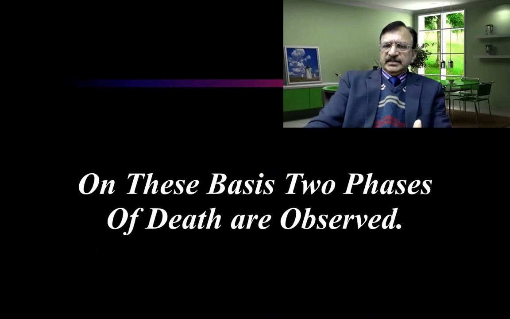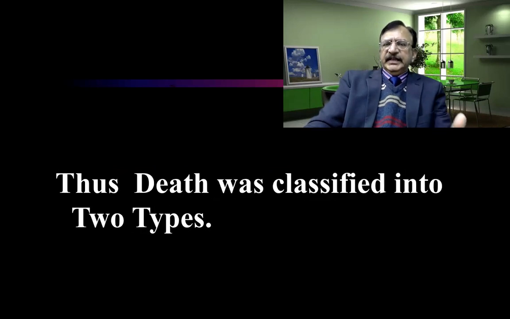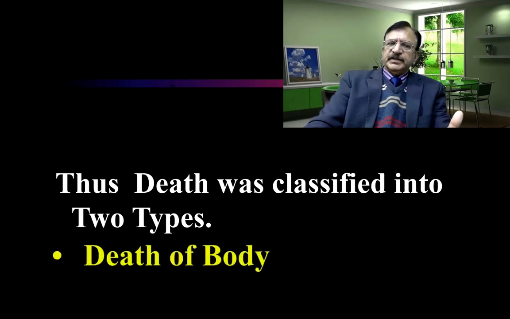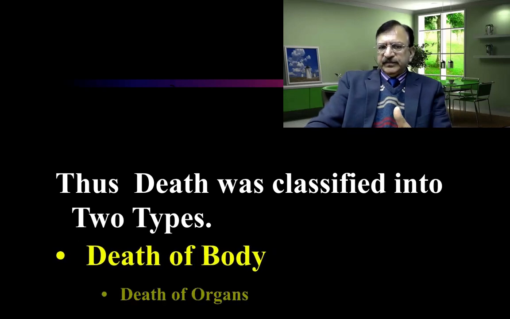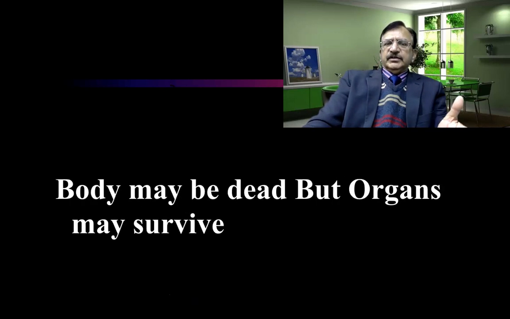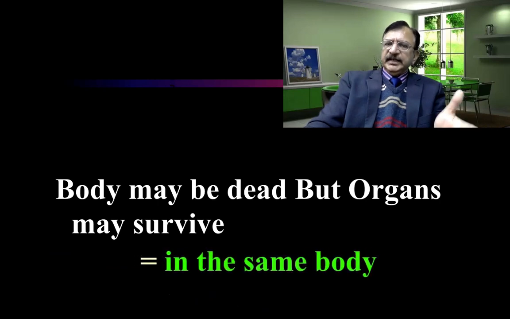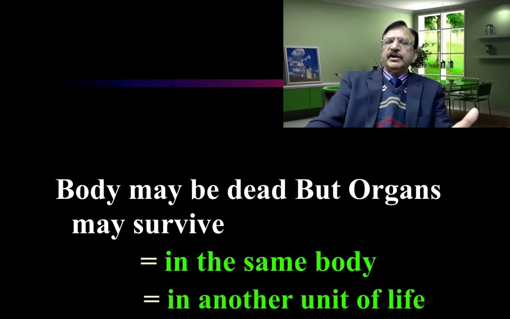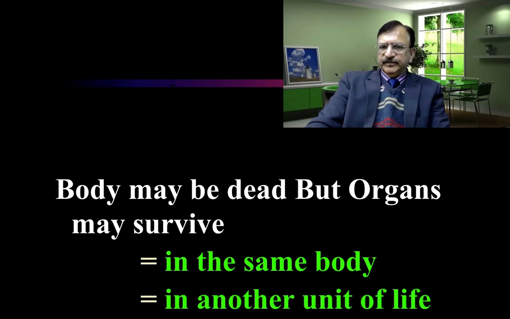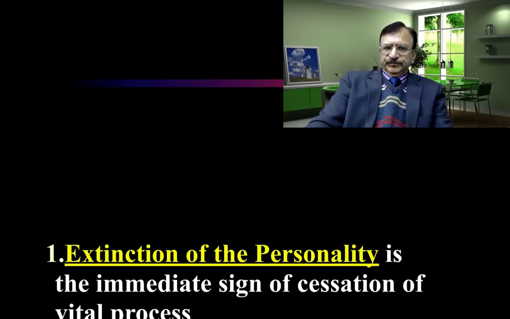On these bases, two phases of death are observed. Thus, death was classified into two types, death of the body and death of the organs. So, the body may be dead, but the organ may still survive in the same body or in another unit of life. So there are two phases of death.